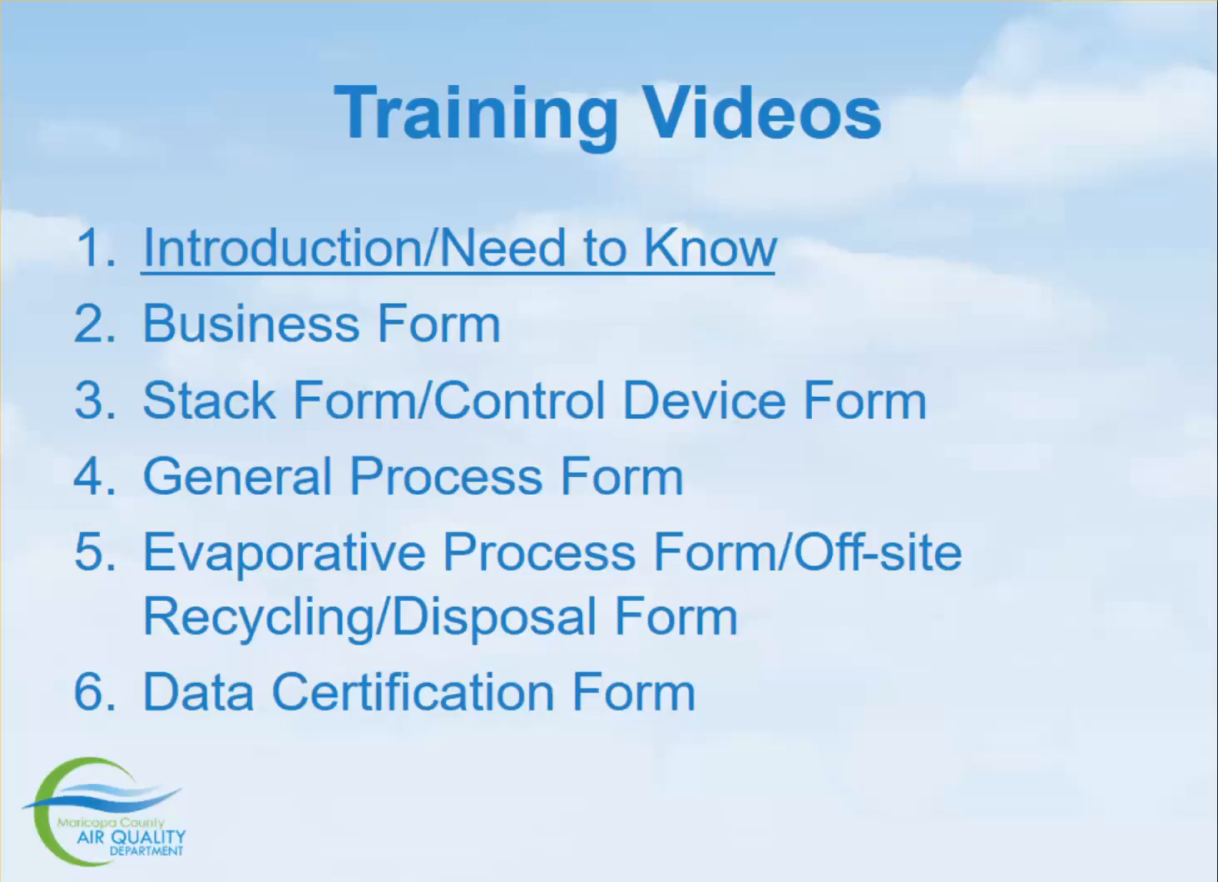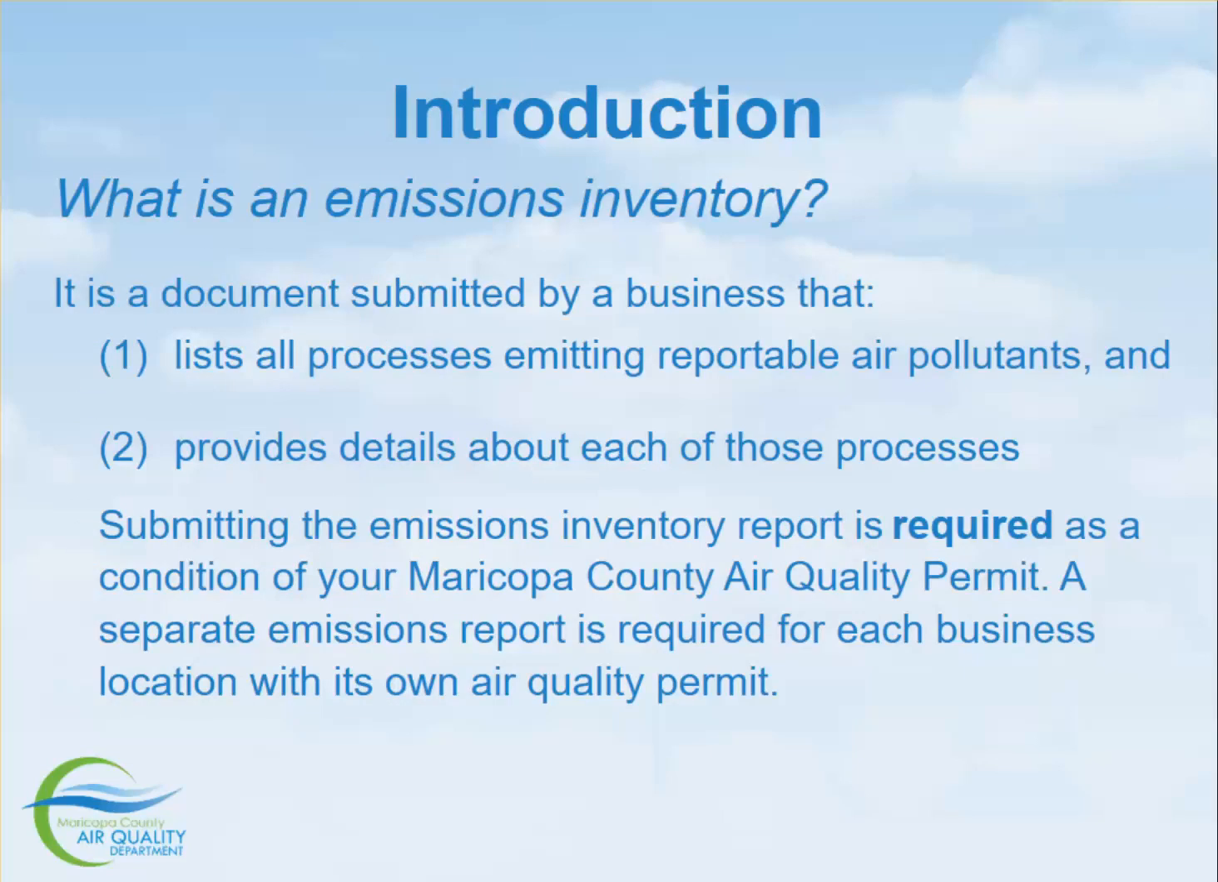This is the first of six training videos that provides an introduction to the process and need-to-know items. The Annual Emissions Inventory Report lists a facility's processes, details, and associated emissions. The inventory report is a requirement of your air quality permit, and a separate report is required for each business location with its own air quality permit.